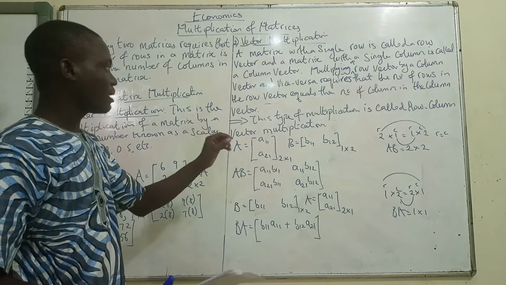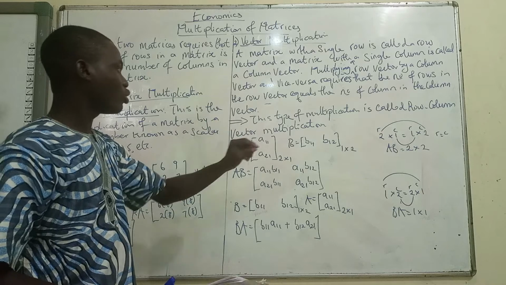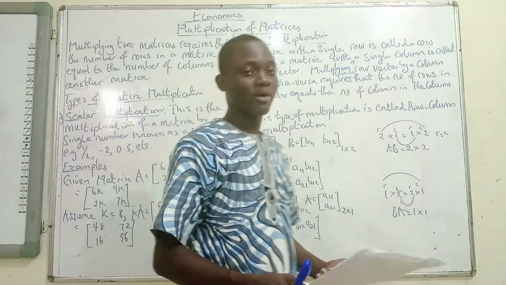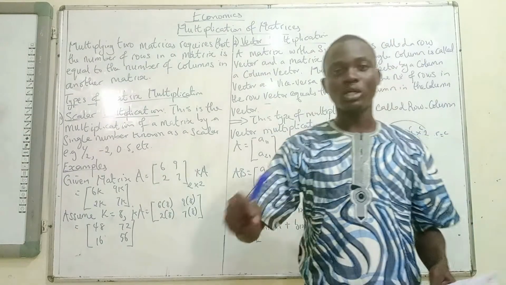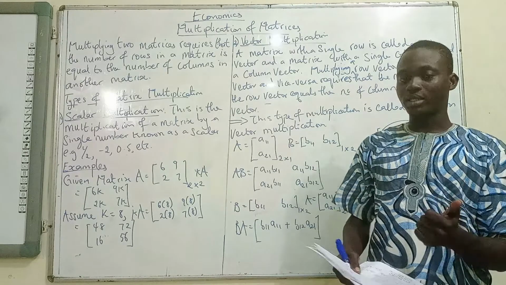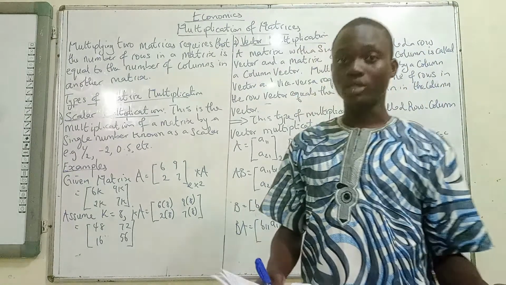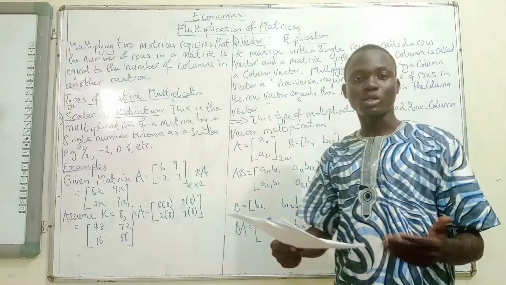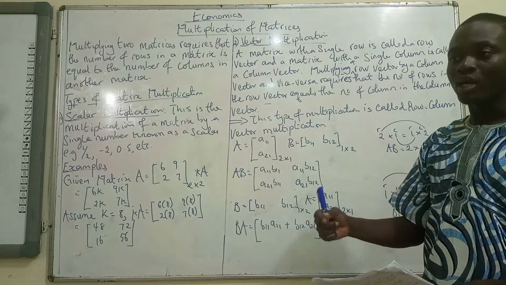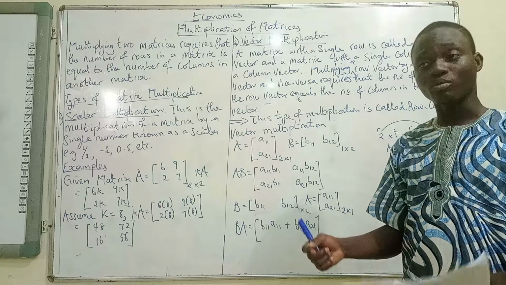Now, this type of multiplication, vector multiplication, is called a row column vector multiplication. So by the time we start showing examples of how we multiply, we're multiplying rows by columns. However, I already stated that the number of rows in the first matrix must be equal to the number of columns in the other matrix. That would ensure that our multiplication is possible. So row column multiplication is the basis for every kind of vector multiplication that you have in matrices.